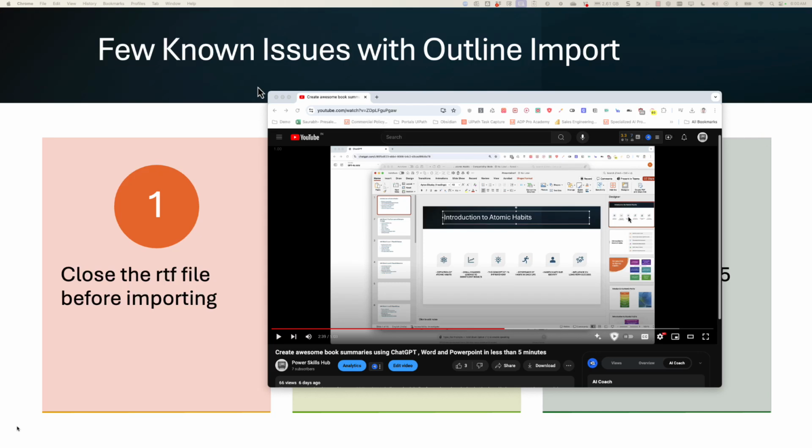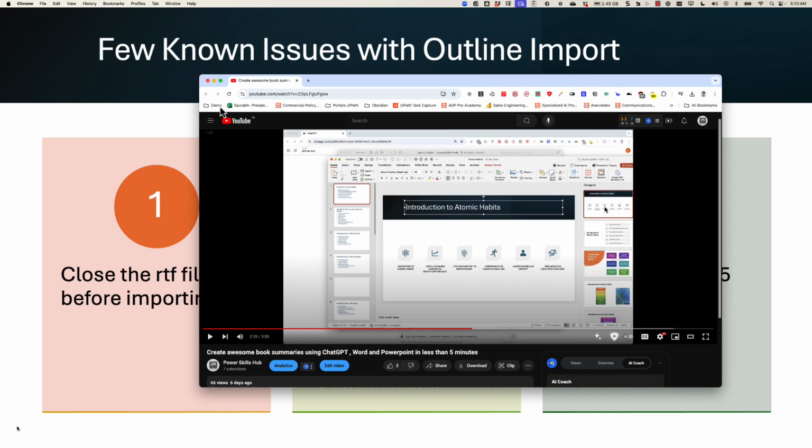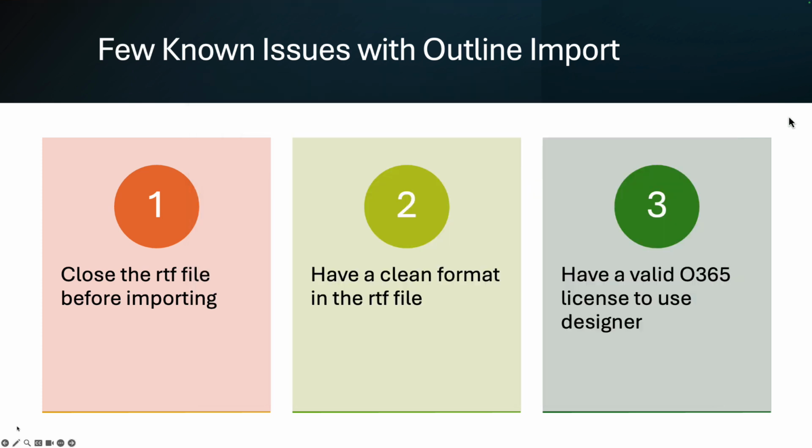So in our last video, which is over here on my screen, we talked about how we can create awesome book summaries using ChatGPT and PowerPoint. We talked about how we can create an outline directly in ChatGPT and import it to PowerPoint through an outline mode. This is a follow-up video on that. There were a few issues some of you commented about, so I just want to touch upon those.